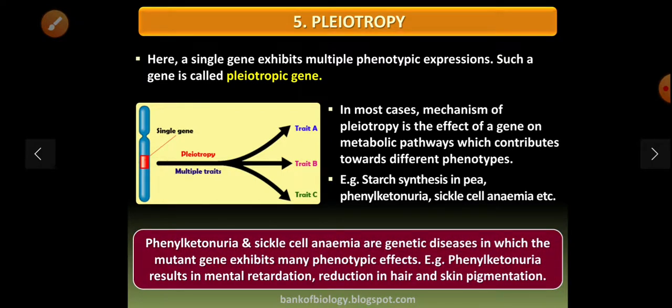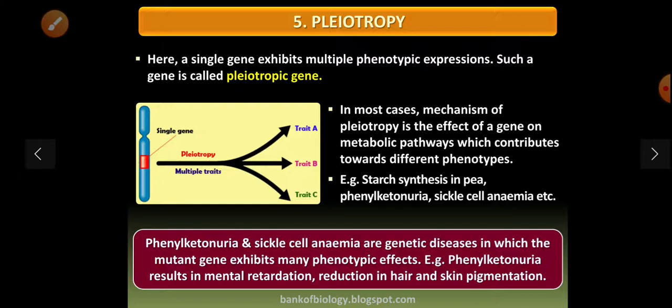Now pleiotropy. Here a single gene exhibits multiple phenotypic expressions. Such a gene is called a pleiotropic gene. In most cases, the mechanism of pleiotropy is the effect of a gene on a metabolic pathway which contributes towards different phenotypes. Examples: starch synthesis in pea, phenylketonuria, sickle cell anemia, etc.